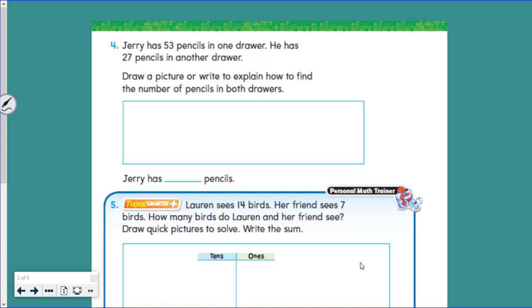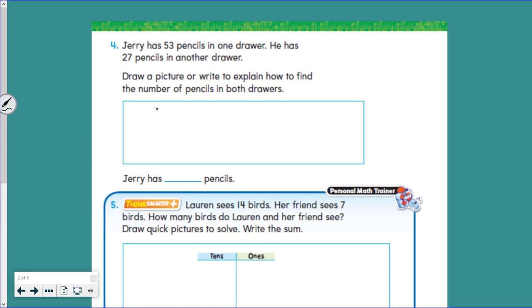So this one, Jerry has 53 pencils in one drawer. He has 27 pencils in another drawer. Draw a picture or write to explain how to find the number of pencils in both drawers. So you're going to draw some kind of a picture to figure out how many pencils are in each drawer. So pause your video and go ahead and work through number 4.